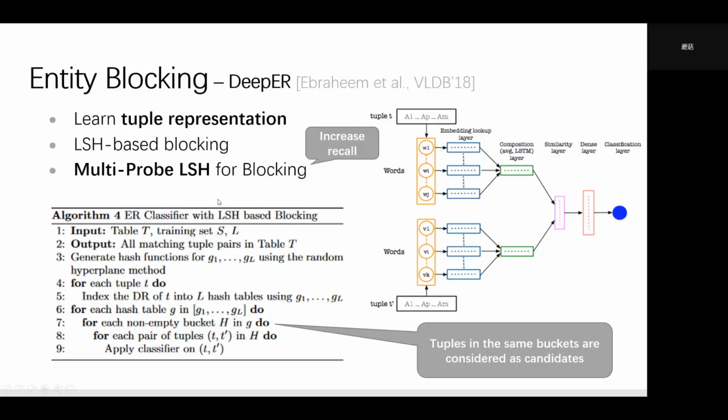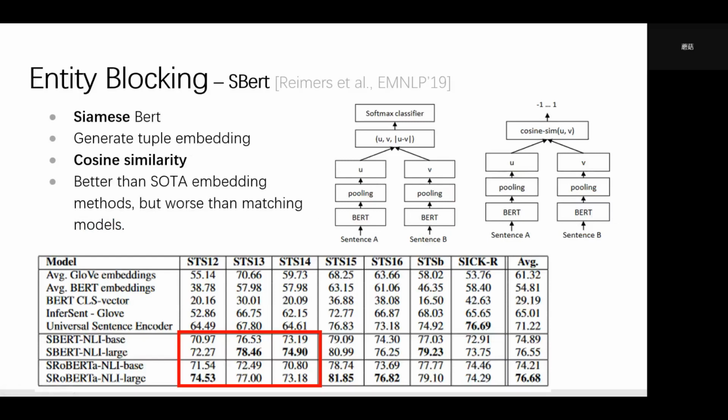Sentence-BERT is very popular in the NLP area and widely used in the industry. The highlight idea is that it also uses Siamese methods, but they replace the neural network with a BERT, which is a pre-trained model. They only need to fine-tune it in the downstream tasks. So see this figure. If two sentences or tuples A and B are similar or match, the cosine similarity of their embeddings should be very high. Because BERT is a pre-trained model, its accuracy is better than the SOTA embedding methods. But from our experiments, the accuracy is worse than some matching models, which we'll discuss later.